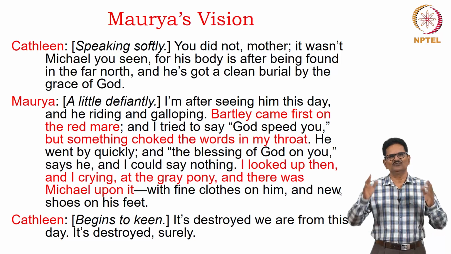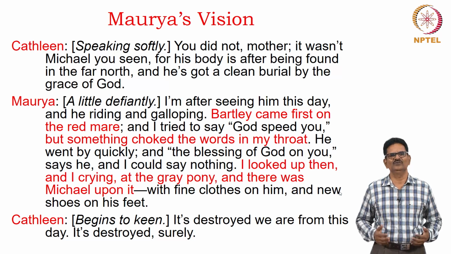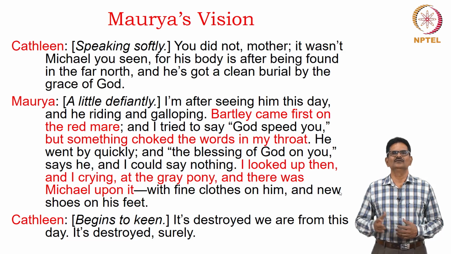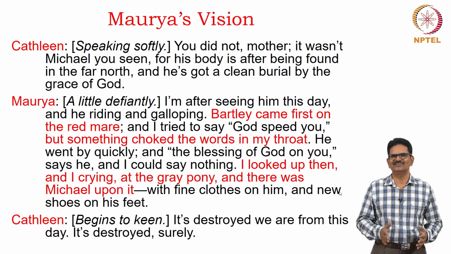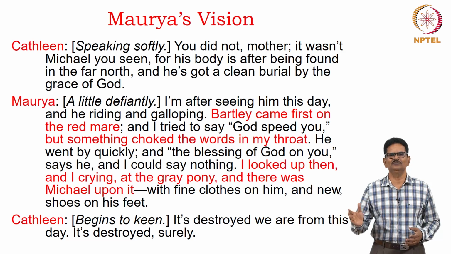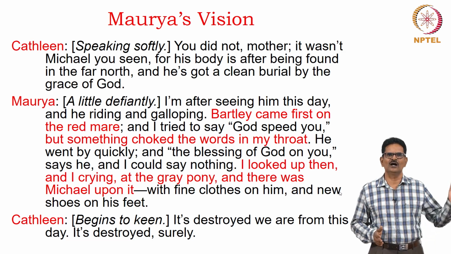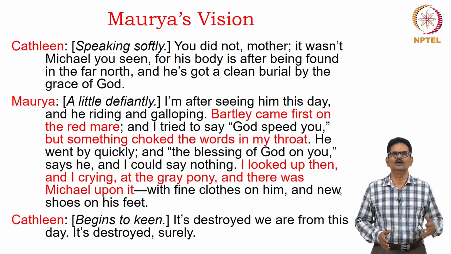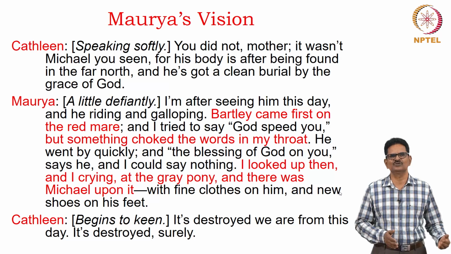Maurya has had a vision of Michael appearing before her. That's why we have Maurya's vision of her son. Kathleen speaks to her mother. "You did not, mother, it wasn't Michael you seen." Kathleen tells Maurya, you haven't seen Michael, for his body is after being found in the far north and he has got a clean burial by the grace of God. That is some kind of consolation that she wants to give to Maurya.